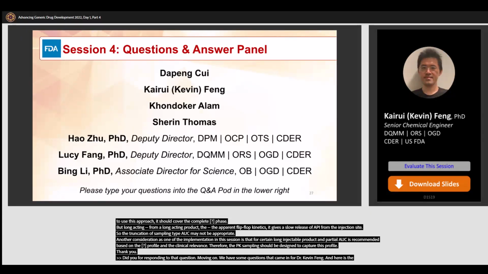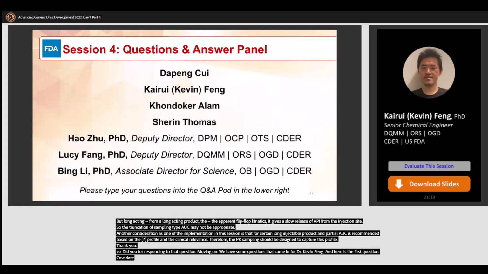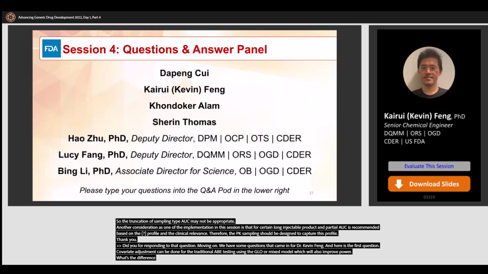Covariate adjustment can also be done for the traditional ABE testing using the GLM or mixed model, which will also improve power. What's the difference of covariate adjustment in a model-based method from that in the traditional ABE method?